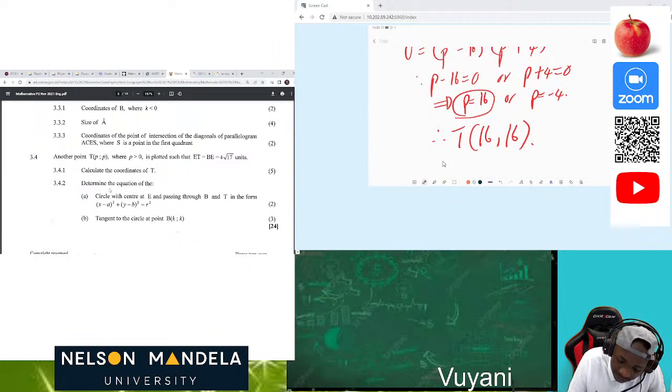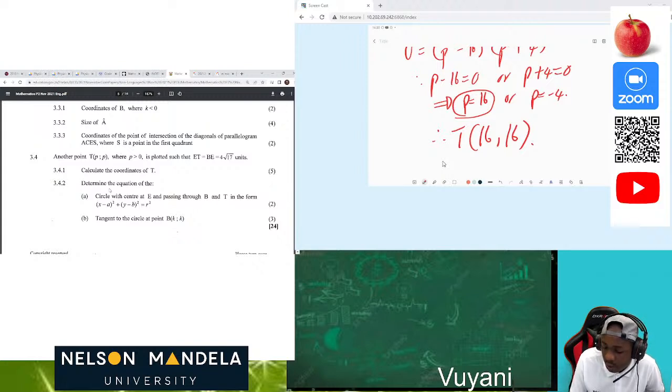So we know that (x minus a) all squared plus (y minus b) all squared is equal to r squared. So what do we know? Our a will be negative 12, because E will be the center. So it's going to be (x plus 12) squared plus (y minus 0) all squared. And our r squared, we were given initially that ET is equal to 4 root 17. So we square it as well. So it will be (x plus 12) all squared plus y squared is equal to (4 root 17) squared, and (4 root 17) squared is 272.